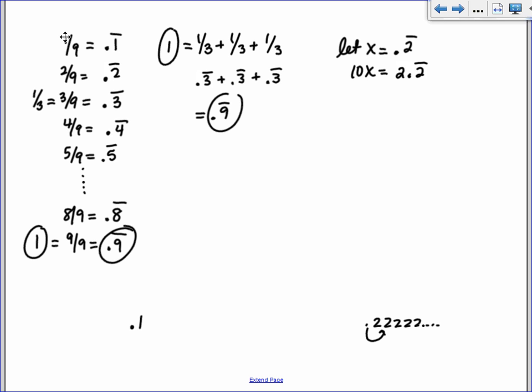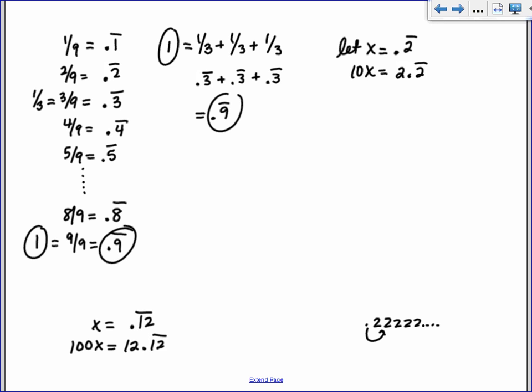So even if I had 0.12 repeating, I can do this trick. I would let x equal 0.12 repeating, but then in that case, I'd have to multiply by 100. So then I have 12.12 repeating. So however many numbers you have repeating, that's what you want to multiply. Like, you want to do 100 if you have 2 things repeating, or 10 if you have 1 thing repeating. Okay, anyway, so back to here.